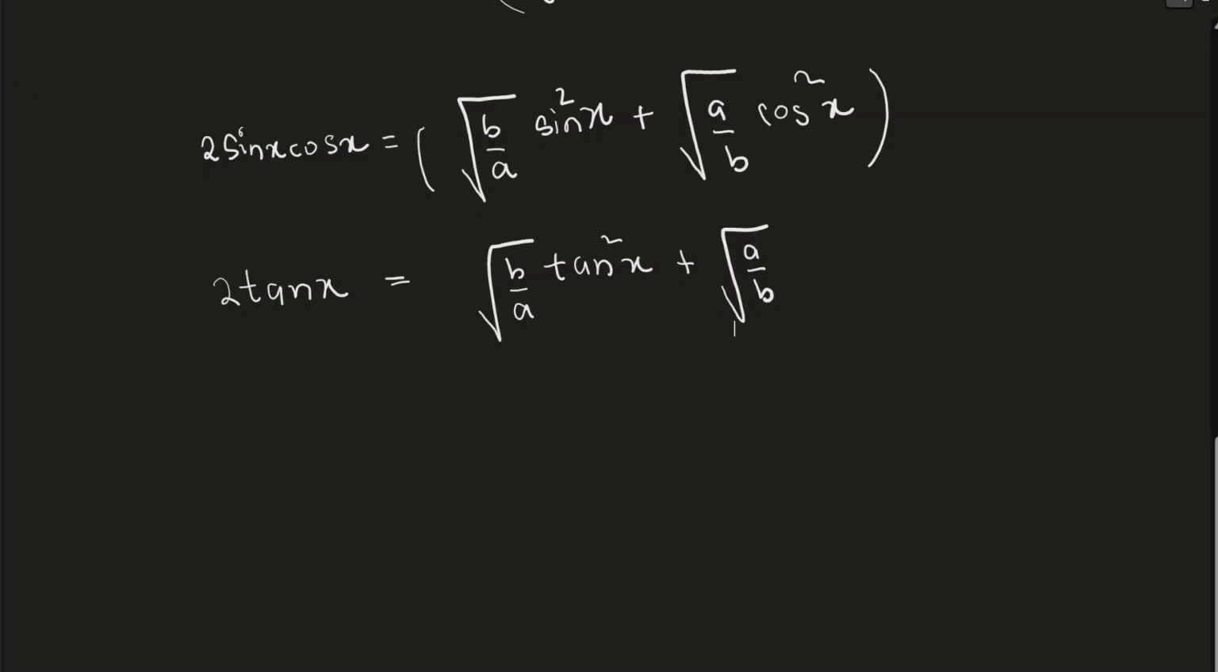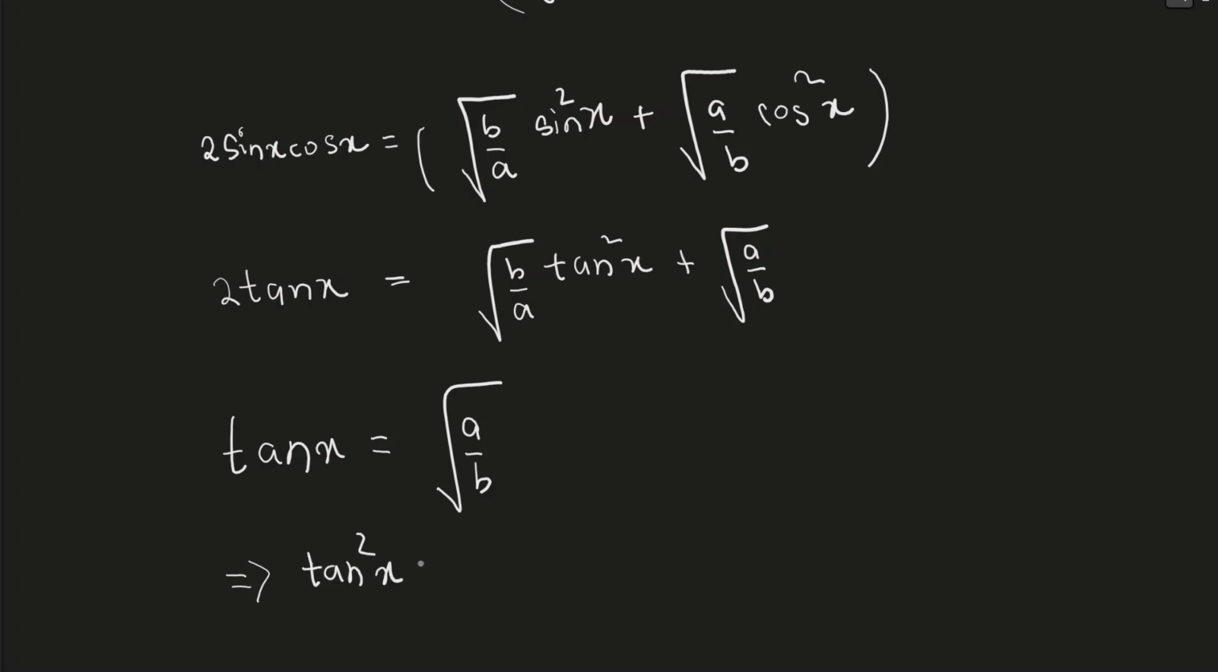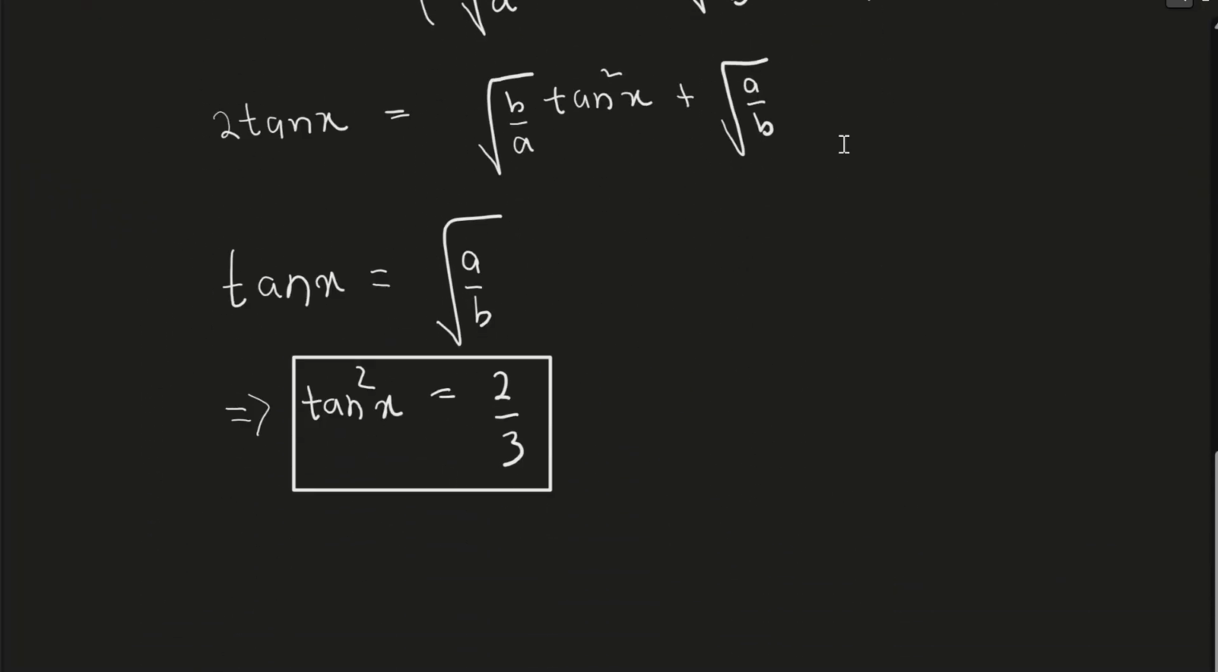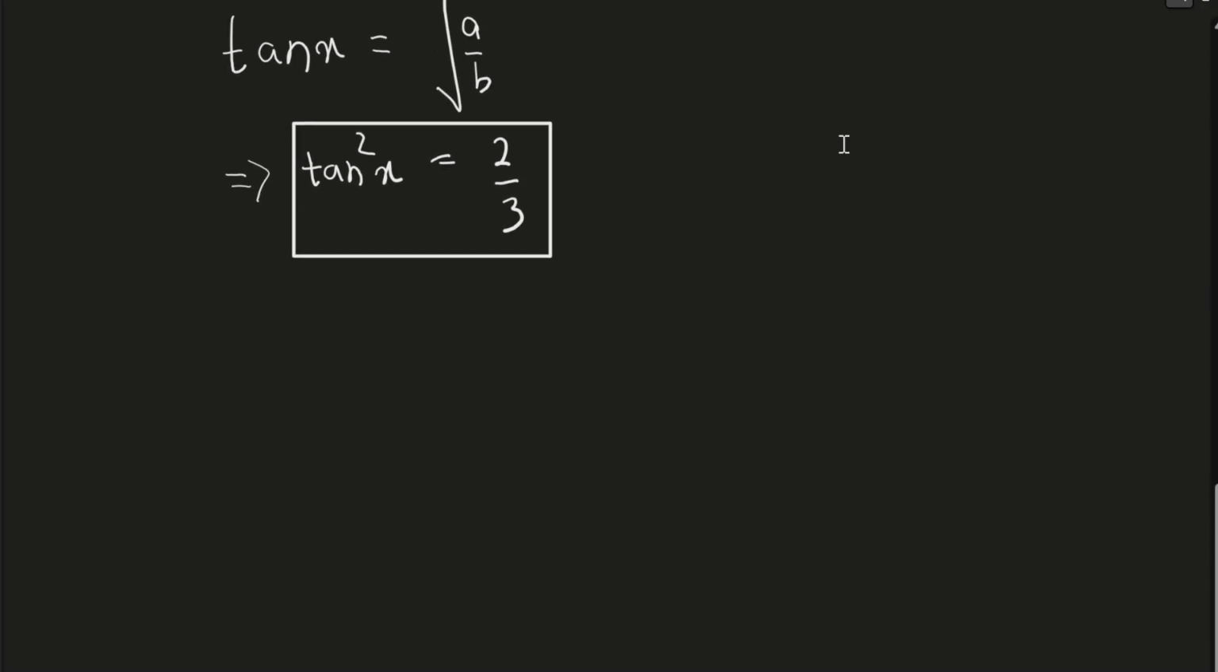Now after solving this, we'll get tan x as root of a by b. So tan square x becomes a by b, which was nothing but 2 by 3. So this is one such option that we get, basically the A option. Now we have to find the other thing, the sine to the power 8x plus cos to the power 8x part, which is pretty simple because now we've got tan square x.